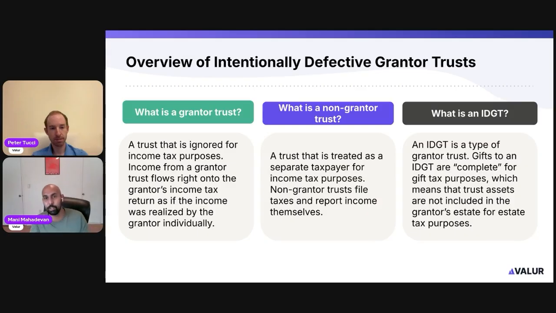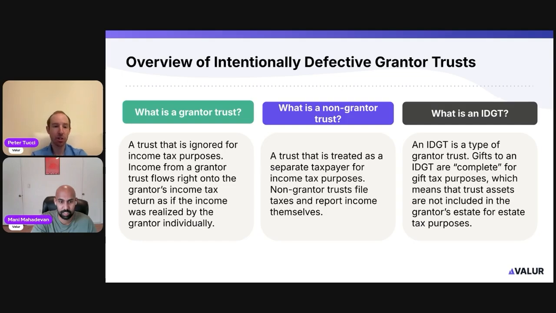So now let's go to what are intentionally defective grantor trusts. Just as an acronym, they're also known as IDGTs, because it's obviously a long word to keep on saying. So Peter, maybe you want to jump into what are they? Yeah. Or let's start with the basics of what are grantor and non-grantor trusts. An IDGT is a type of grantor trust. It's worth explaining what grantor trusts are before we get further into IDGTs.